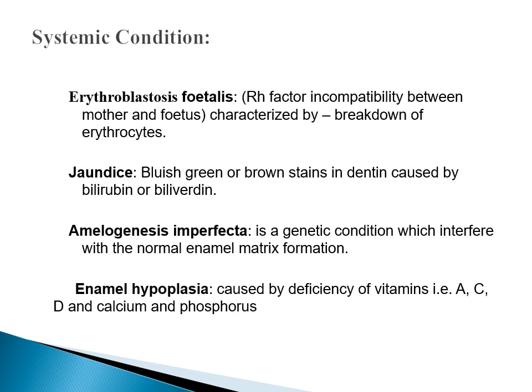Systemic conditions: erythroblastosis fetalis, where Rh factor incompatibility between mother and fetus is characterized by the breakdown of erythrocytes. Jaundice, bluish green or brownish stains in dentin caused by bilirubin or biliverdin. Amelogenesis imperfecta is a genetic condition which interferes with normal enamel matrix formation, and enamel hypoplasia is caused by deficiency of vitamins, that is A, C, D, and calcium and phosphorus.